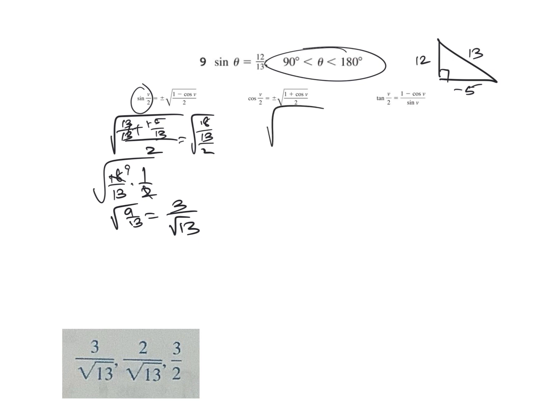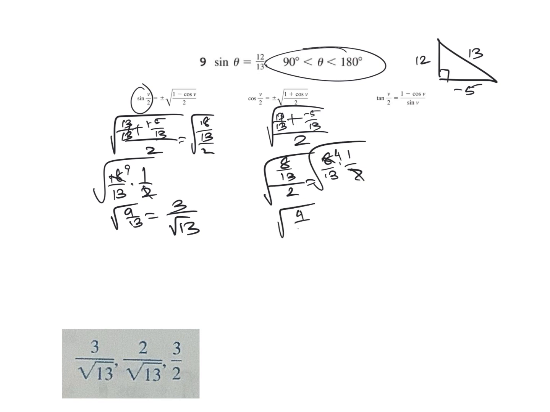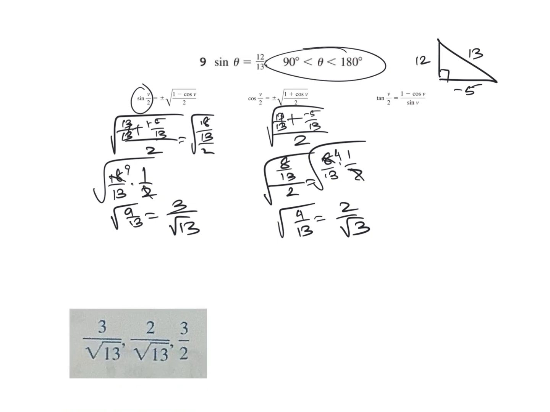So we have the square root of 1 plus the cosine, negative 5/13 over 2. So again, 13 over 13. That'd be 8/13 over 2, which is 8/13 times 1/2, or 4/13, or 2 over the square root of 13. And this should be negative because you are in the second quadrant. The cosine is negative in the second quadrant. I'm not sure what is happening with this answer key here, but that should be negative.